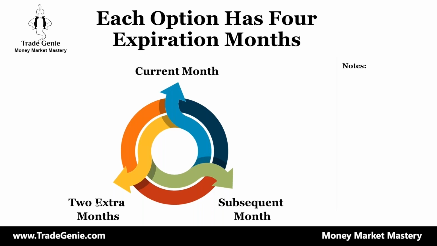So the NYSE calendar is there, the weekends are there, and I've already done the calculation. So I know how many trading days are left based on the current month and subsequent month. Now, we say each option has 4 expiration months. Each option has the current month and subsequent month, so we need to know which 2 extra months are assigned to that option. We know the current month and subsequent month. So which 2 extra months?